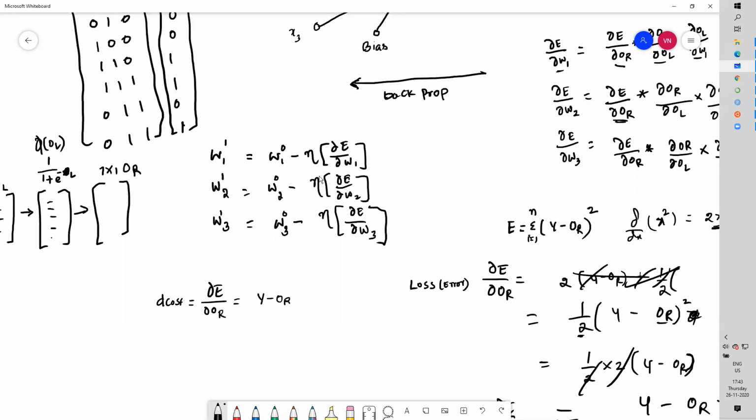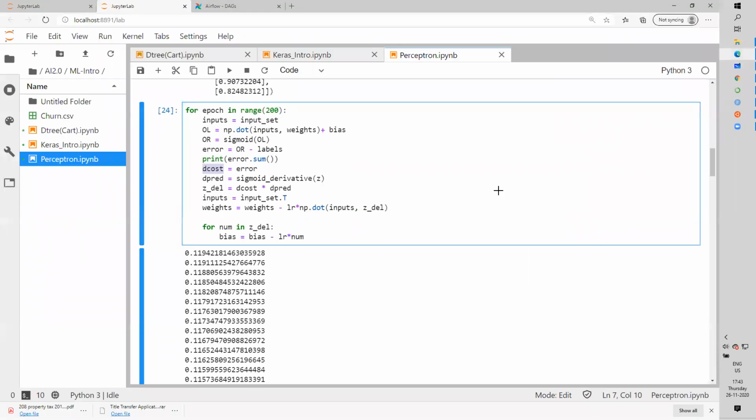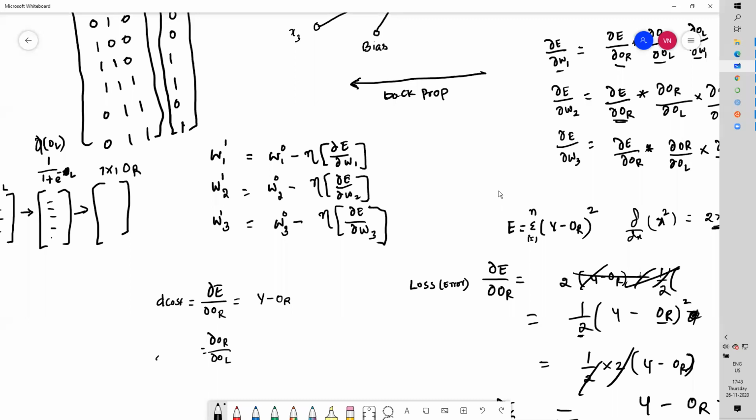So this is my first derivative. The second derivative is dou OR divided by dou OL, which we are calling dpred. So what is this dpred? Dpred is equal to sigmoid derivative. So the second one is sigmoid derivative. What is sigmoid derivative? OR into 1 minus OR. So that is the sigmoid derivative.